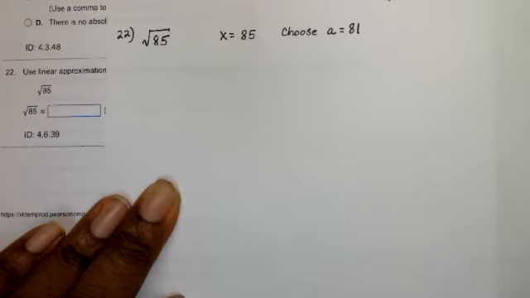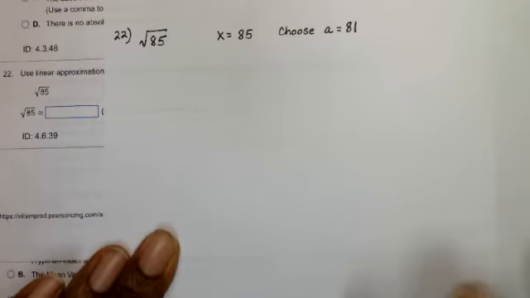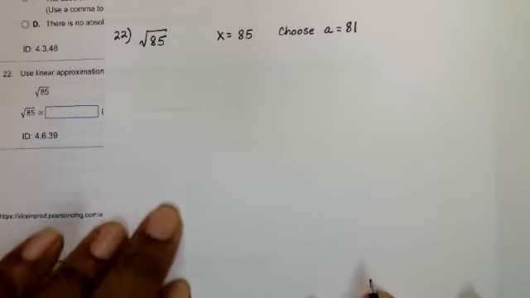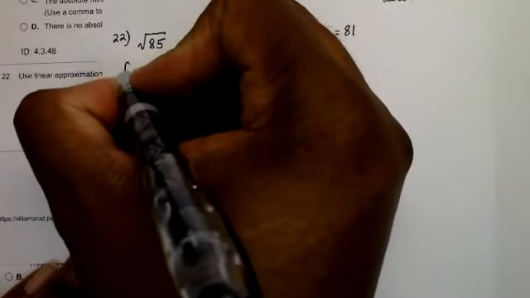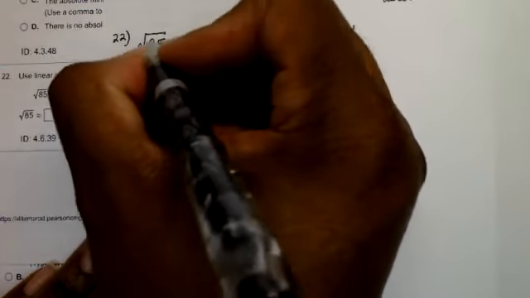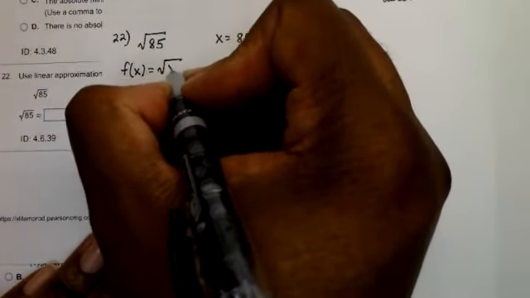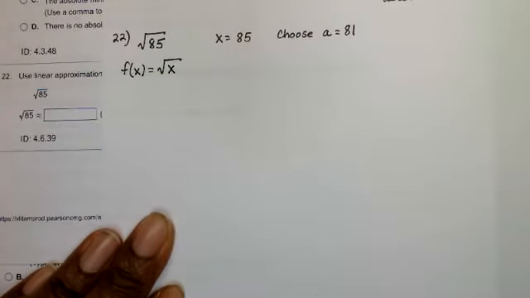Now, if you want to, you can write out all your perfect squares. You'll see that 81 is close to 85. So we use that. All right. Now, the function that we're going to have to use, f of x is equal to, since we're dealing with the square root, the square root of x.